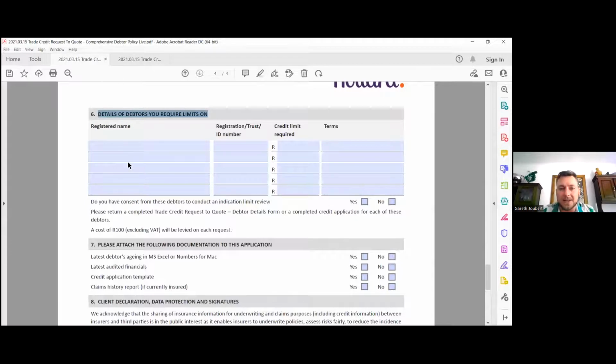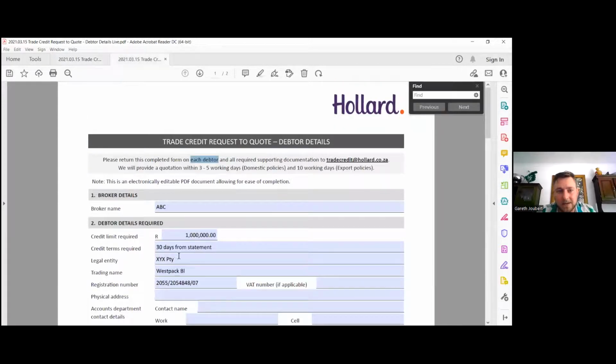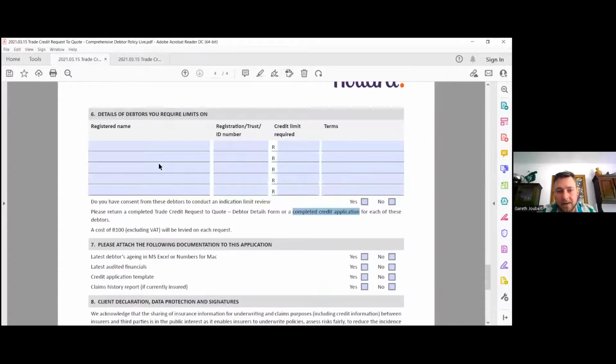Okay, so these are indication limits. You would type in the businesses here with a credit limit that's required. Okay, important from a POPI perspective: do you have consent? Yes. If you've got the credit application form, please send those through to us for those 5 buyers. If you don't, we would need one of these completed on each of those 5. Okay. If you need more than 5, talk to us. 5 is pretty industry norm.